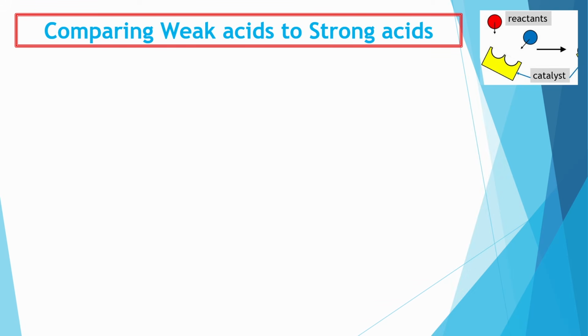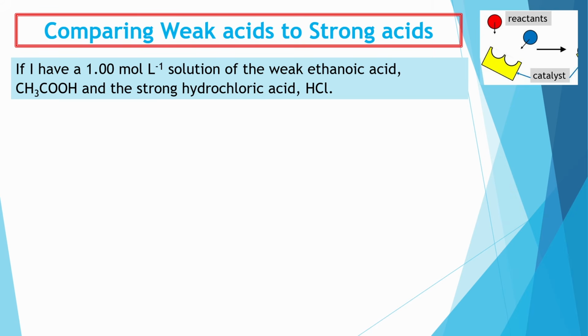Okay, so what are the type of questions we're going to have about this? Well, they're going to ask you to compare weak acids and strong acids, or weak bases and strong bases. So here's a question. I have a 1 mole per litre solution of weak ethanoic acid and strong hydrochloric acid. So I have two solutions.